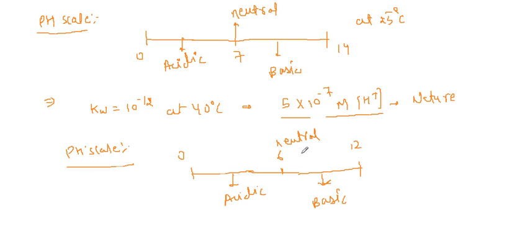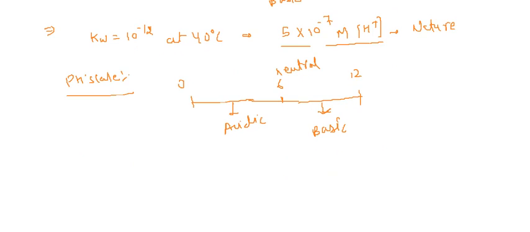Now we know if we take minus log H plus, that is minus log 5 into 10 to the power minus 7. That is 7 minus log 5, which comes out to be 6.3. So as we go beyond 6.3, it is basic in nature.